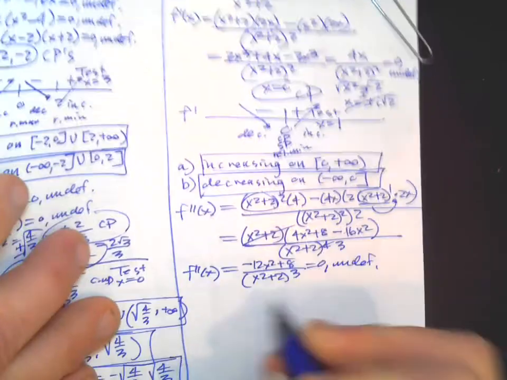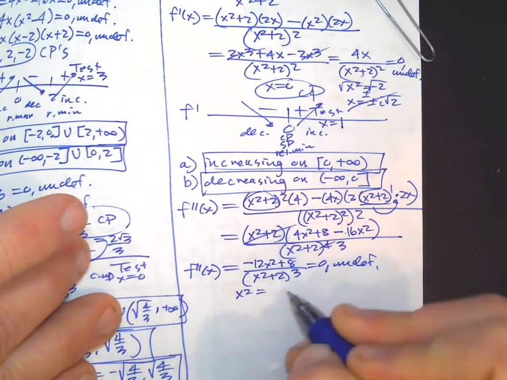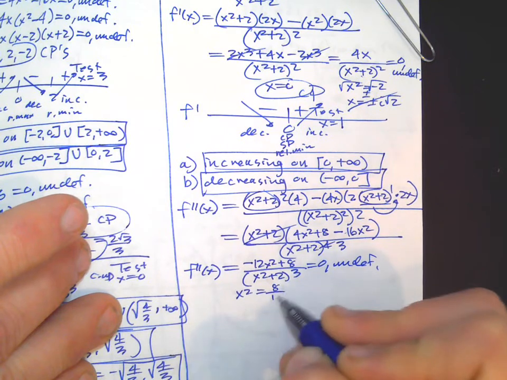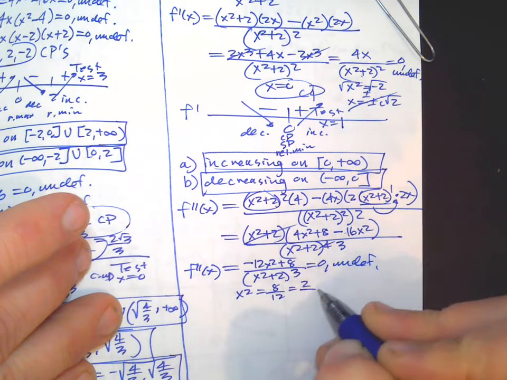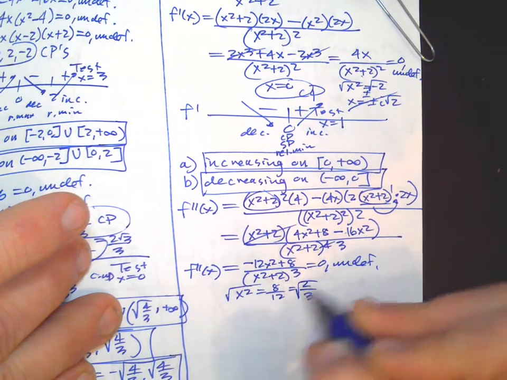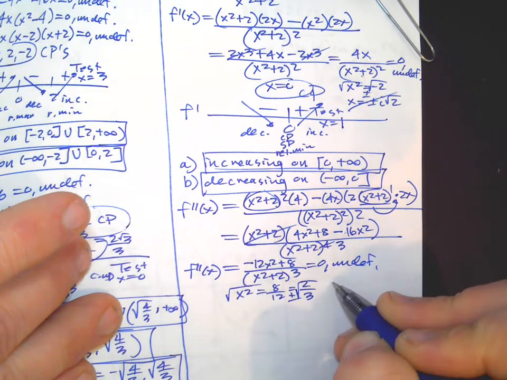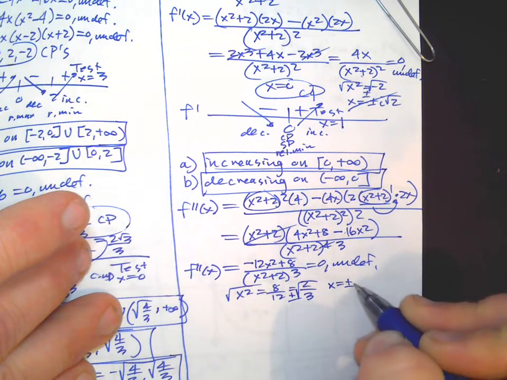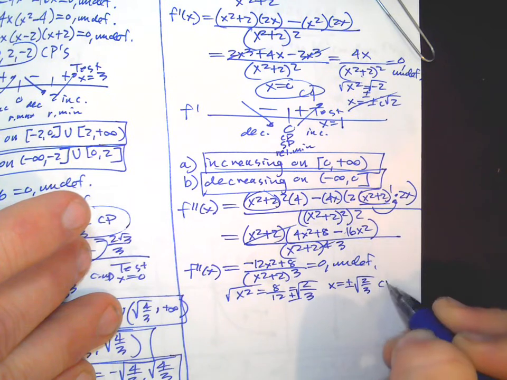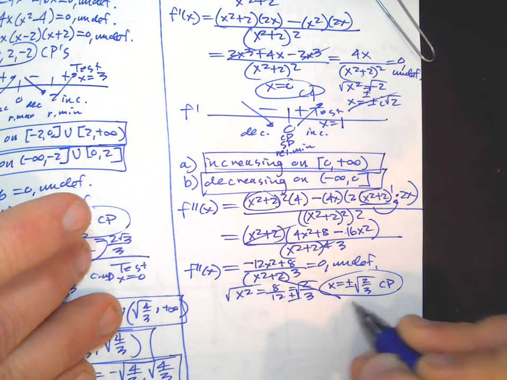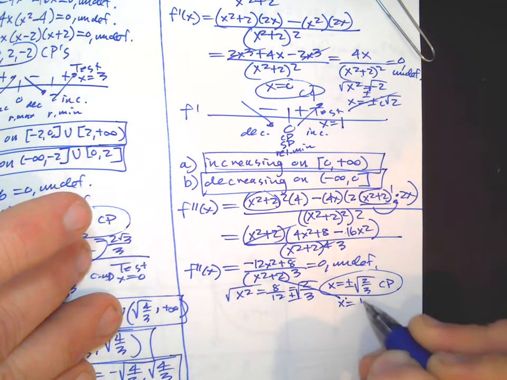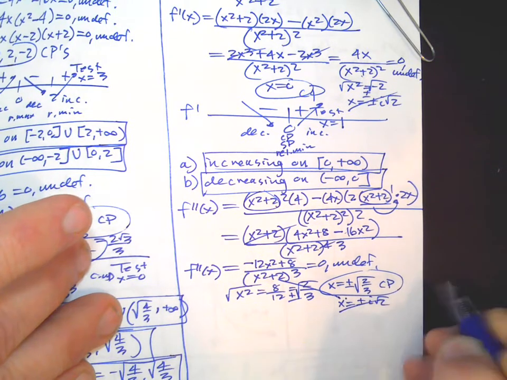So the top is going to be x squared equals 8/12 or 2/3. We're going to take a square root of both sides, plus or minus. So x equals plus or minus square root of 2/3. Those are your critical points. The bottom, you're going to get x equals plus or minus i root 2. So we're going to get rid of those.